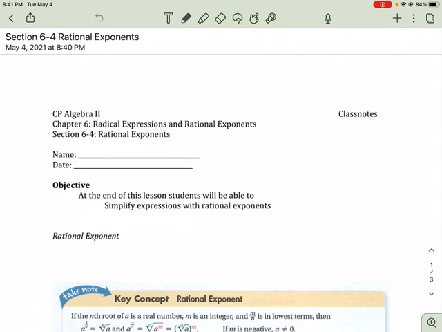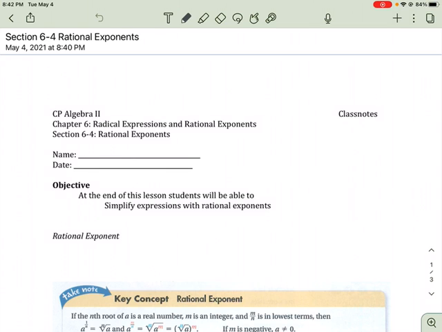Hi everyone. So today we're going to work on what are called rational exponents. Our goals today are that we want to write a radical as a rational exponent. We want to go from rational exponent to radical, and then we want to simplify some problems involving rational exponents.